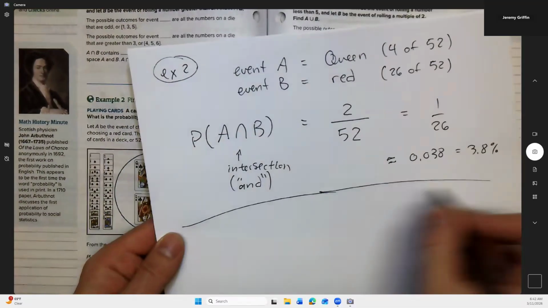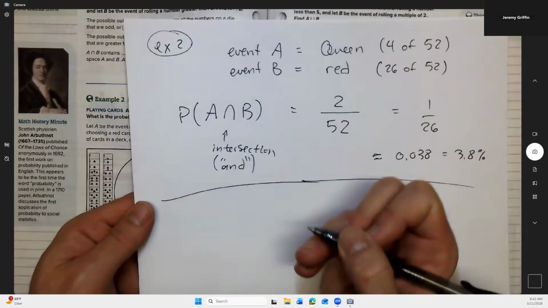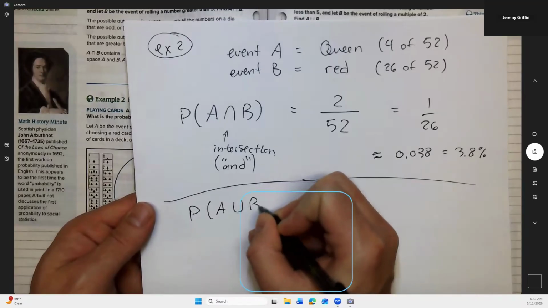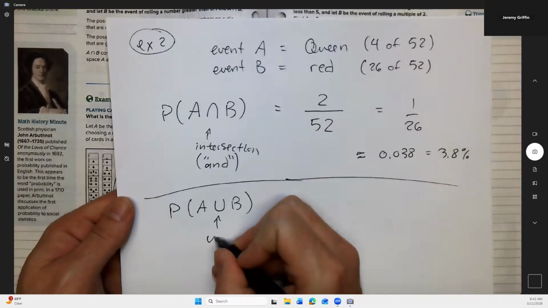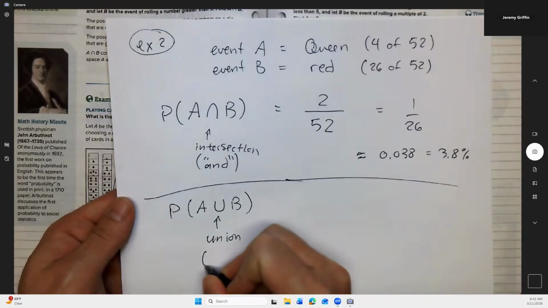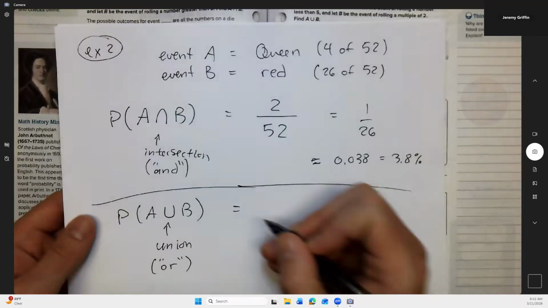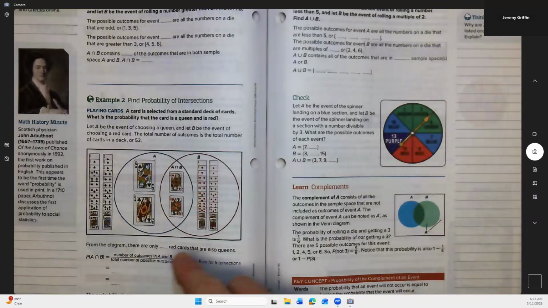Now, you know what they did not ask here, but I'll do an extra one with you guys, is what if they change the "and" to "or"? So what if they said probability of A or B? Now notice I changed this to a union sign, union, which you can interpret as "or". Well, now we have a lot more possibilities to play with because it doesn't have to be queen and it doesn't have to be red.